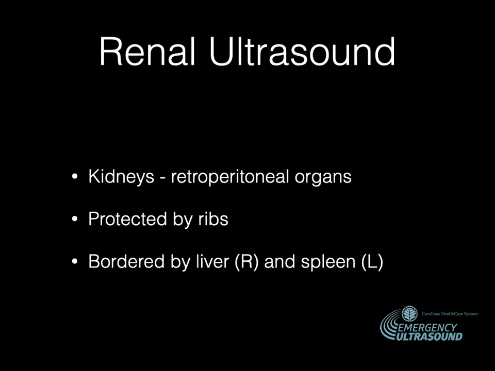So, a little bit about the kidneys. Let's take it back to our gross anatomy. Remember, the kidneys are retroperitoneal organs. They're protected on both sides by ribs and bordered by the liver on the patient's right and the spleen on the patient's left.